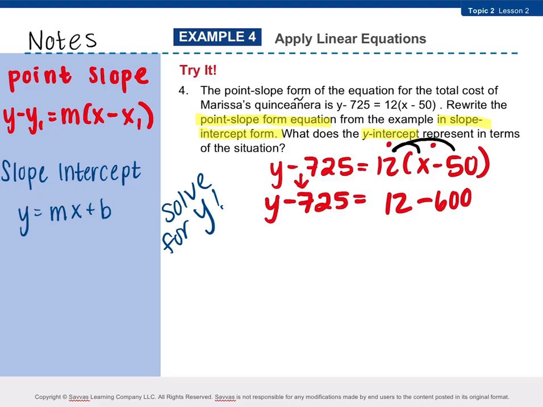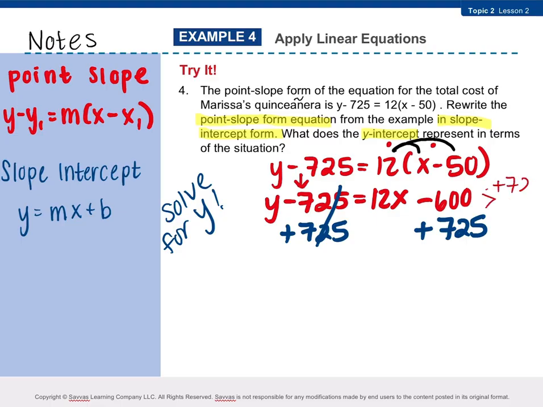Now to get y by itself, I'm going to do the opposite of minus 725 and add 725 to both sides. I'm going to add it to the other constants. Oh my gosh, I left off the x. 12 times x is 12x. So when I add it to my negative 600, I could also switch the order and do plus 725 minus 600. That always helps me remember. I'm just subtracting. I would get 125.